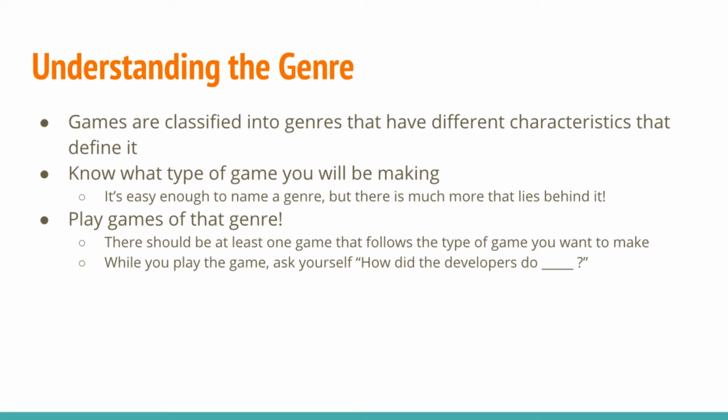So first, games are classified into genres. Obviously, we have so many genres of games that people can make, whether it's horror, RPG, or FPS. There's just so many games, and you have to know what kind of game you're making, right? You can't just say, oh, I'm gonna make a game. You have to know what the background of the game is, what kind of play style you want, even how the game looks determines what kind of genre it can be. And the most important thing is playing the game of that genre.